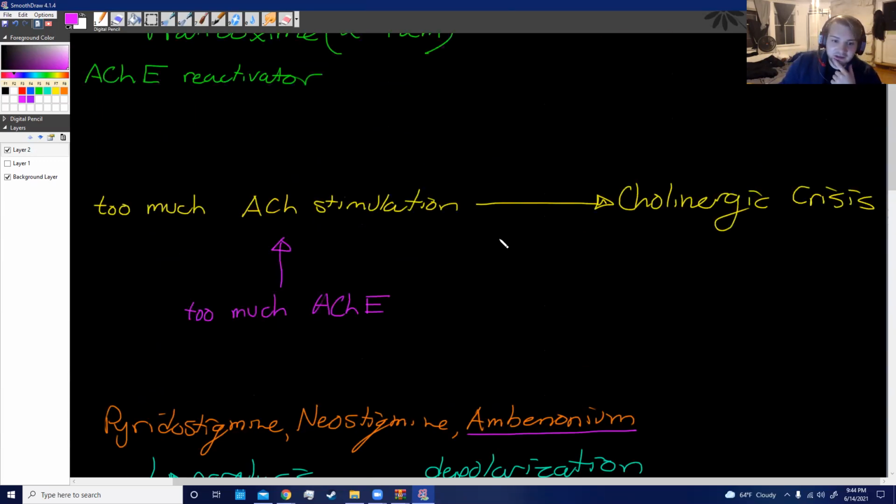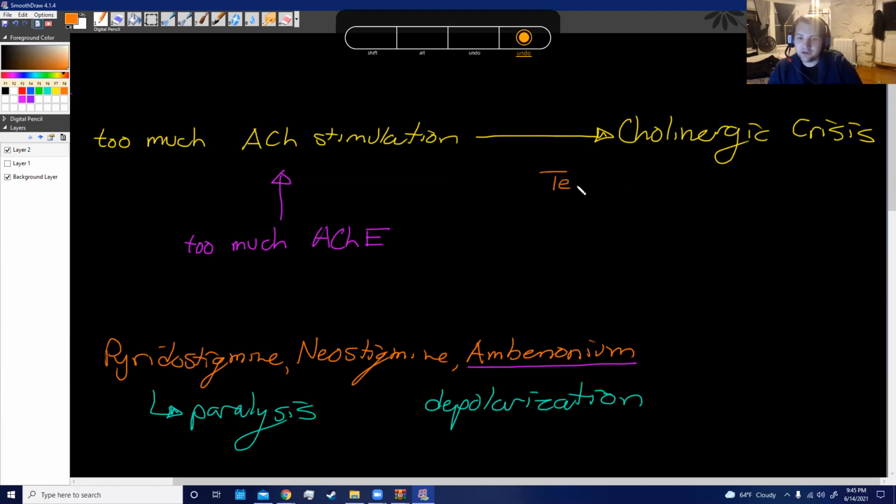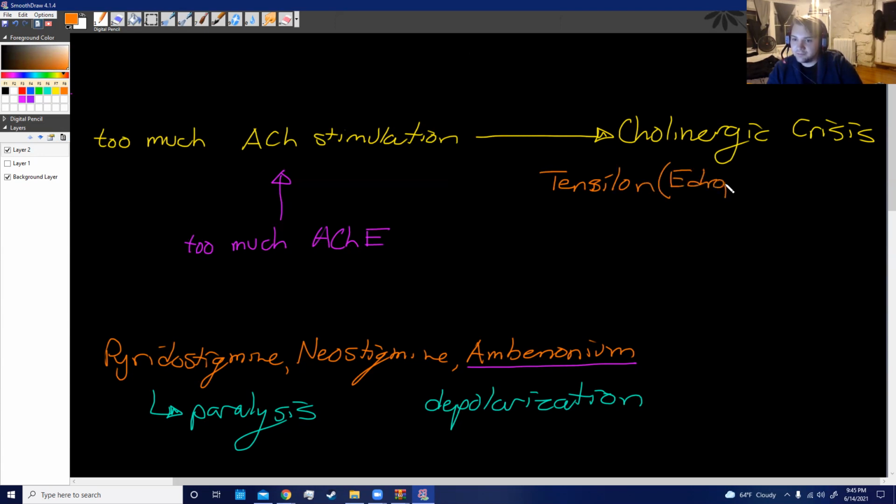The big effect of having too much acetylcholine, like I said, is that it can lead to this condition called cholinergic crisis, which is a major, major, major emergency situation in which there's too much acetylcholine inside the body. And so we can test for this cholinergic crisis using a different drug called Tensilon, which is edrophonium.